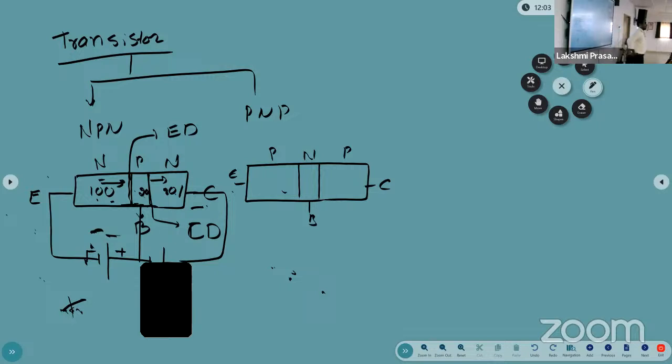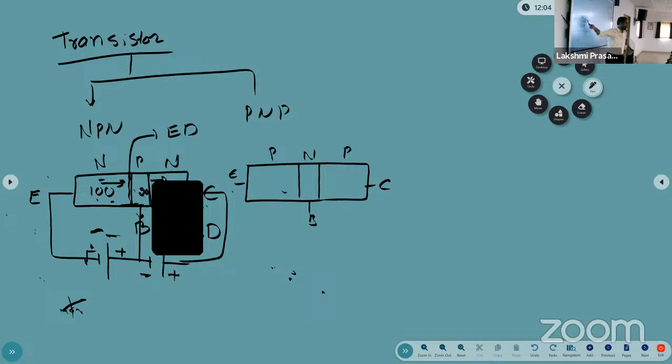Now how many junctions are there in the transistor? Two junctions. The two junctions are emitter base junction and the collector base junction. Emitter base junction is called emitter diode and the collector base junction is called collector diode. And you can remember one point here, the normal working of the transistor: the emitter base should be forward bias and the collector base junction should be reverse bias. That's why I am connecting this is the forward bias and this one is reverse bias. Normal working of the transistor.